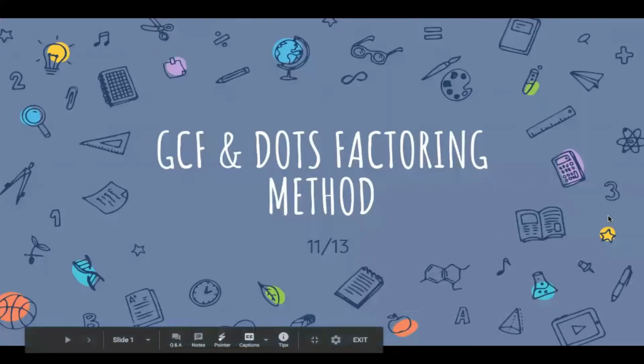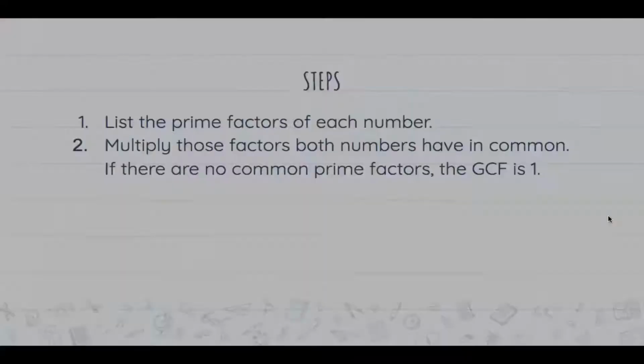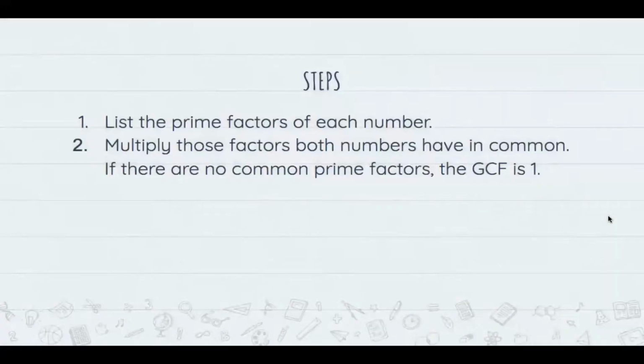Hello, today we are going to be learning how to do two factoring methods called GCF and DOTS. First, we're going to learn how to do GCF. First, we're going to have to list the prime factors of each number, then multiply those factors into both numbers into having a common number. If there's no common number, then that means the GCF is 1.